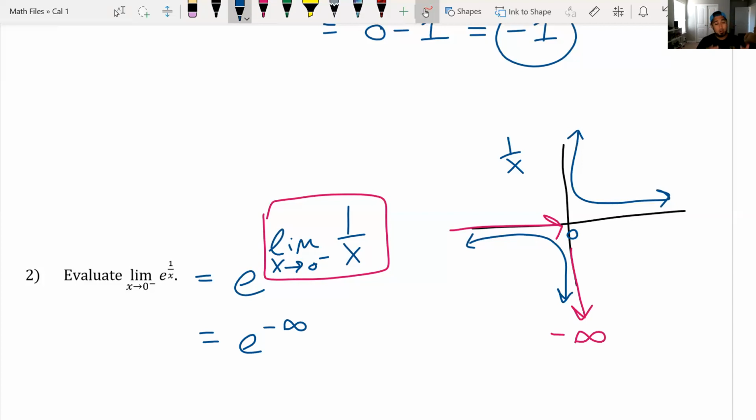So again, we're going to take the negative exponent and rewrite it. E to the -infinity means 1 over e to the positive infinity. So what's happening here is that the denominator is getting exponentially larger and larger, but the numerator is staying the value of 1.